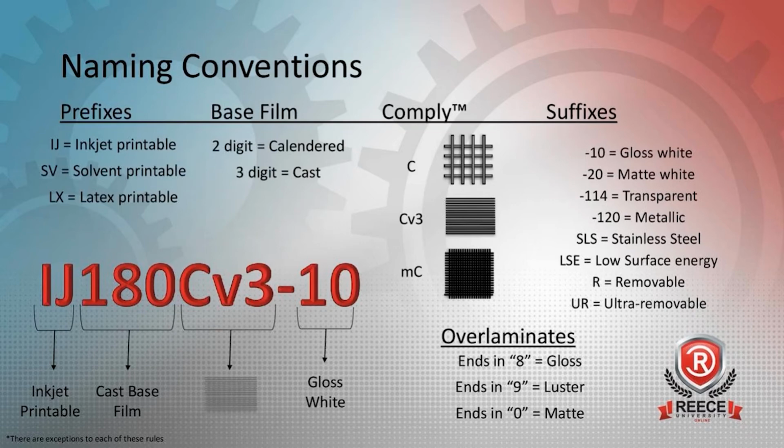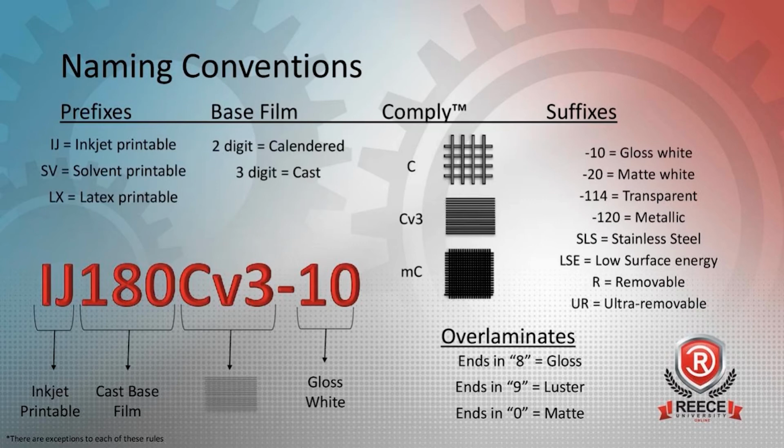And then the base film is going to be either that 2-digit or 3-digit number in the middle. So if it's 2-digit, typically that's calendered. 3-digit is going to be cast, so more of the longer term film. And then the Comply pattern is what's going to come next. So that would either say C or CV3 or MC.